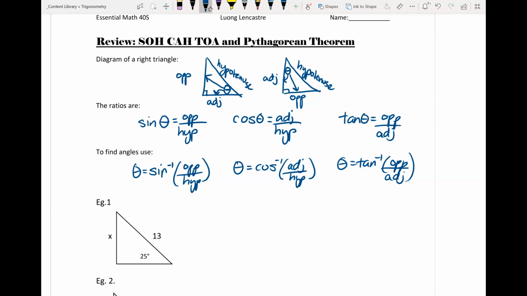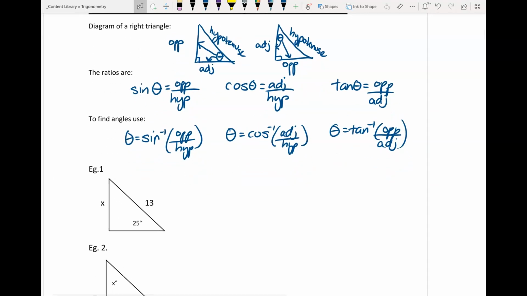Let's do some examples using SOHCAHTOA. So in example 1, I'm looking for x, this missing side. I've been given this angle over here, which is 25 degrees, and the hypotenuse is 13. So I need to recognize what sides I actually have. I have an opposite side that I'm looking for, and that's directly across from our angle of 25 degrees, and we also have the hypotenuse. Now, out of sine, cos, and tan, the only ratio that has opposite and hypotenuse in it is sine theta. So we have to use sine theta.